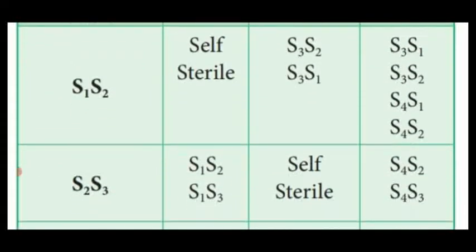So likewise, the remaining multiple alleles also we cross together. If they are coming the same, that is known as self-sterile. That means they are unable to produce the pollen tube. The remaining have the capacity for pollen tube development.